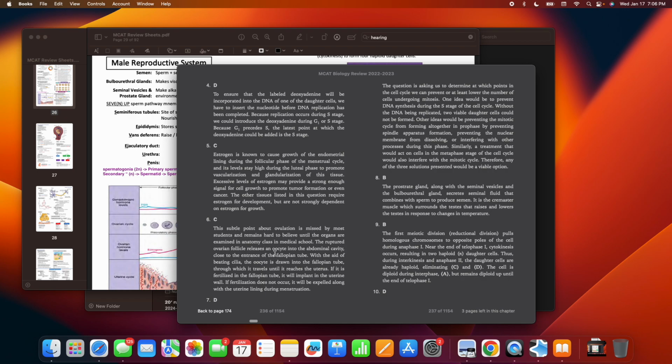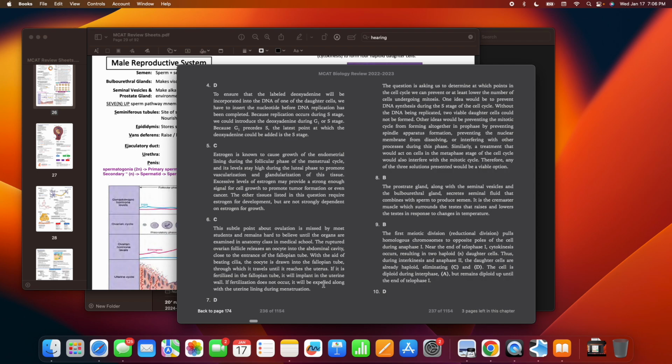The ruptured ovarian follicle releases an oocyte into the abdominal cavity, close to the entrance of the fallopian tube. With the aid of beating cilia, the oocyte is drawn into the fallopian tube, through which it travels until it reaches the uterus. If it is fertilized in the fallopian tube, it will implant in the uterine wall. If fertilization does not occur, it will be expelled along with the uterine lining during menstruation.